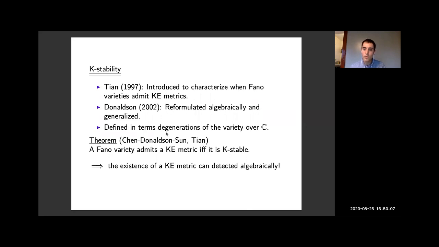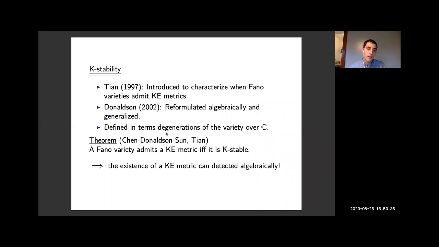I won't define this notion precisely right now, but essentially you can define whether or not a Fano variety is K-stable, and what you look at is some degenerations of that Fano variety over the complex numbers, and you associate some invariants to those degenerations.